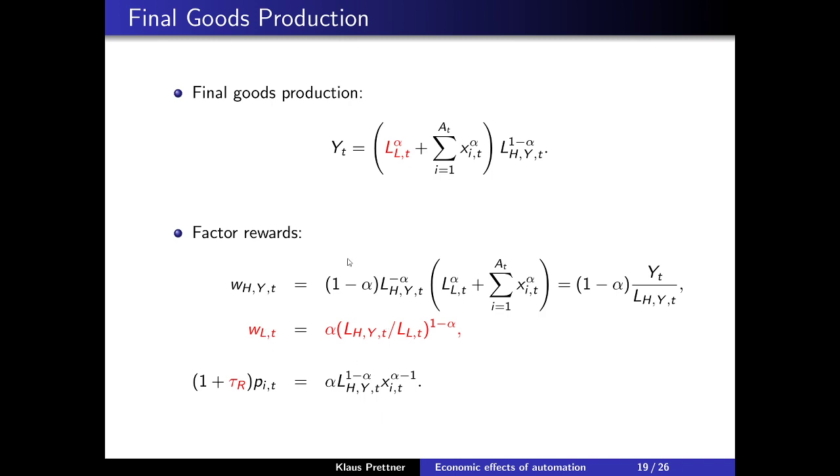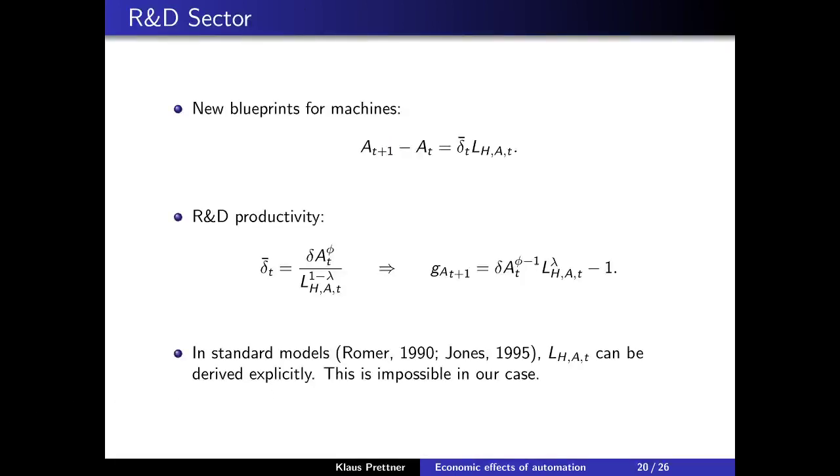And what's also new here is that we introduce a robot tax, because that's the second tax that we have here, and we simulate redistribution policies later on. I do not describe the solution of the intermediate goods sector and so on, that's fairly standard, and also only describe briefly the research and development sector, where we follow the ideas of Jones, 1995.